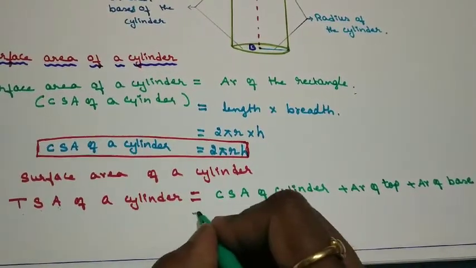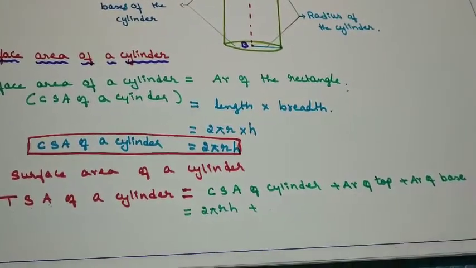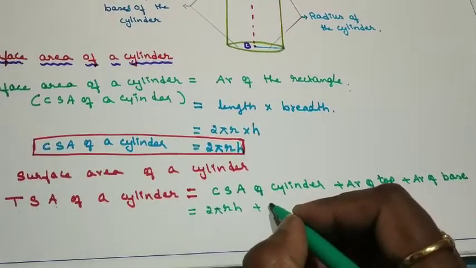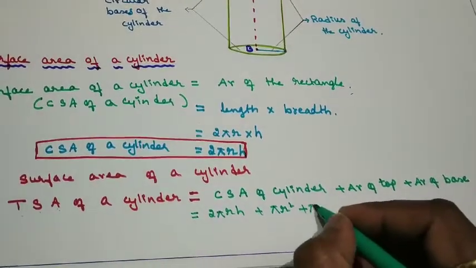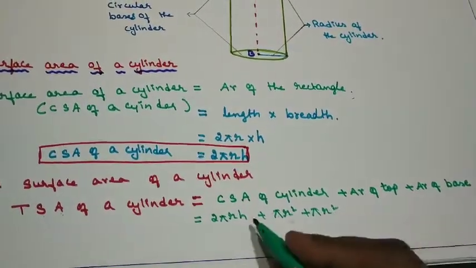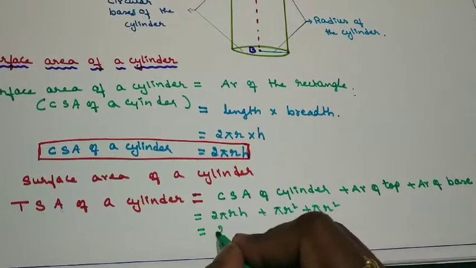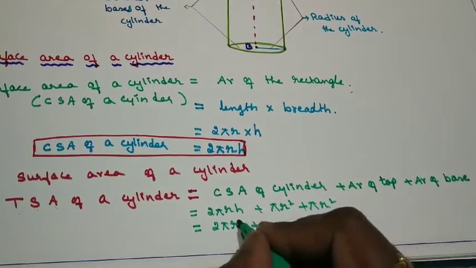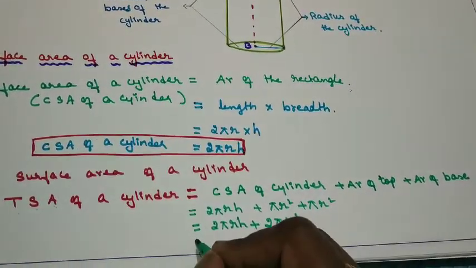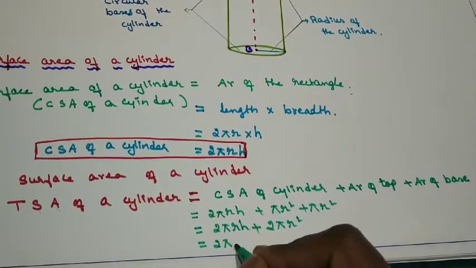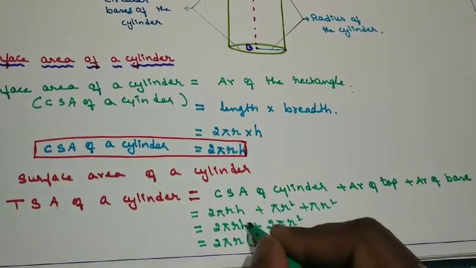Then CSA of cylinder we have 2 pi r h, plus area of top. Area of top is nothing but area of circle, pi r square, plus area of base, pi r square. So here the radius of the cylinder and the radius of the circle will be the same. So 2 pi r h plus pi r square plus pi r square becomes 2 pi r square. If I take 2 pi r common, then the left out is r plus h. H comes from here and r from here.